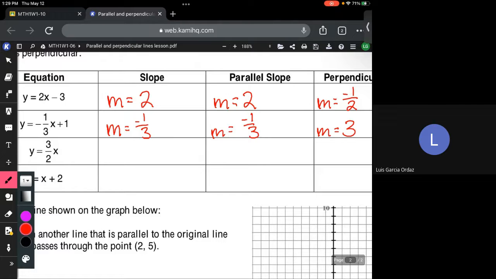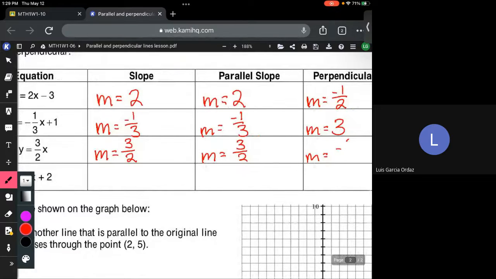Okay, Sean, the next one. Y is equal to 3 over 2x. What's my slope? Your slope is 3 over 2. Okay. Dave, what does my parallel slope have to be? 2 over 3. No, parallel slope means they have to be the same. Oh, so 3 over 2. Yep. You almost got the perpendicular slope right, except what did you forget to put in front of your 2 over 3? Negative. Yep.